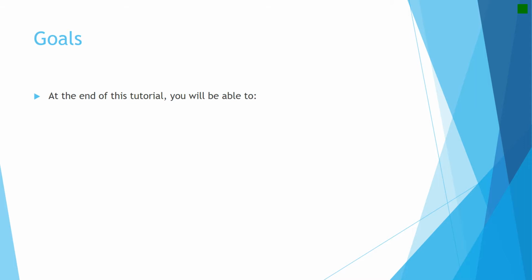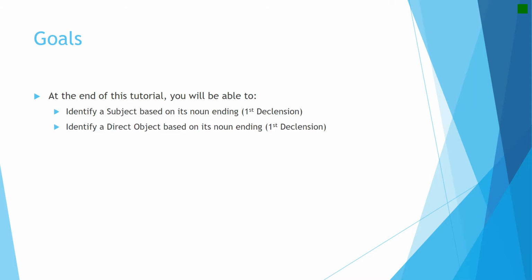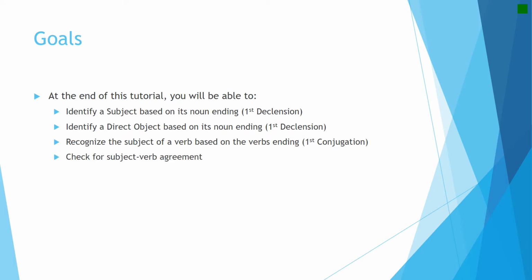In this video, you will learn how to identify the subject of a Latin sentence based on its noun ending, how to identify the direct object of a Latin sentence based on its noun ending, how to recognize the subject of a Latin verb based on its verb ending, how to check for subject-verb agreement. Finally, most importantly, how to translate a simple Latin sentence. Here's what our lesson will cover.